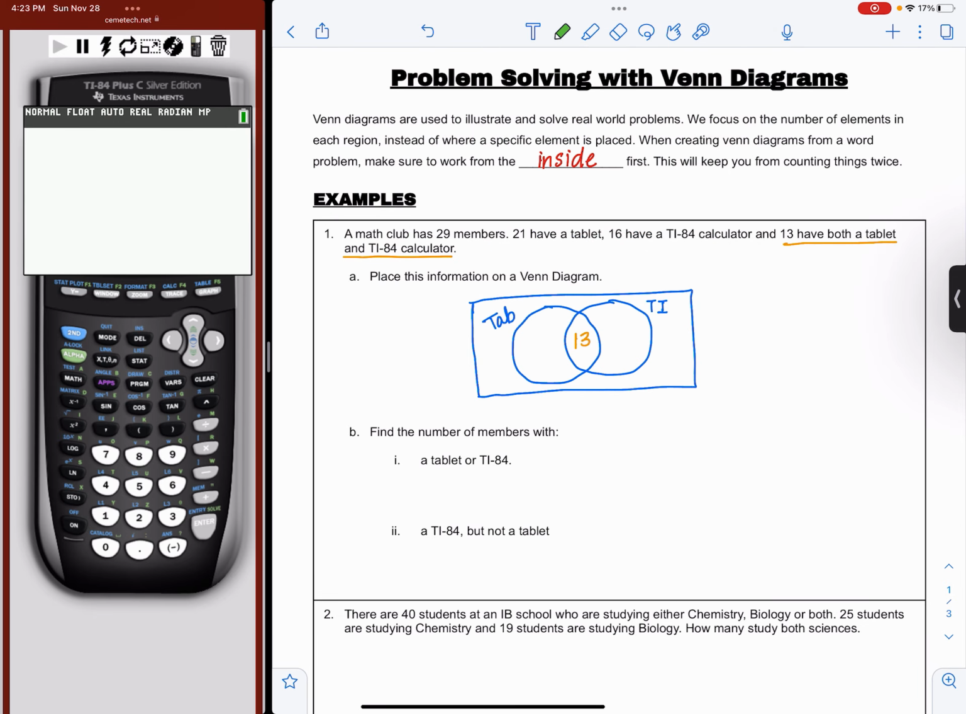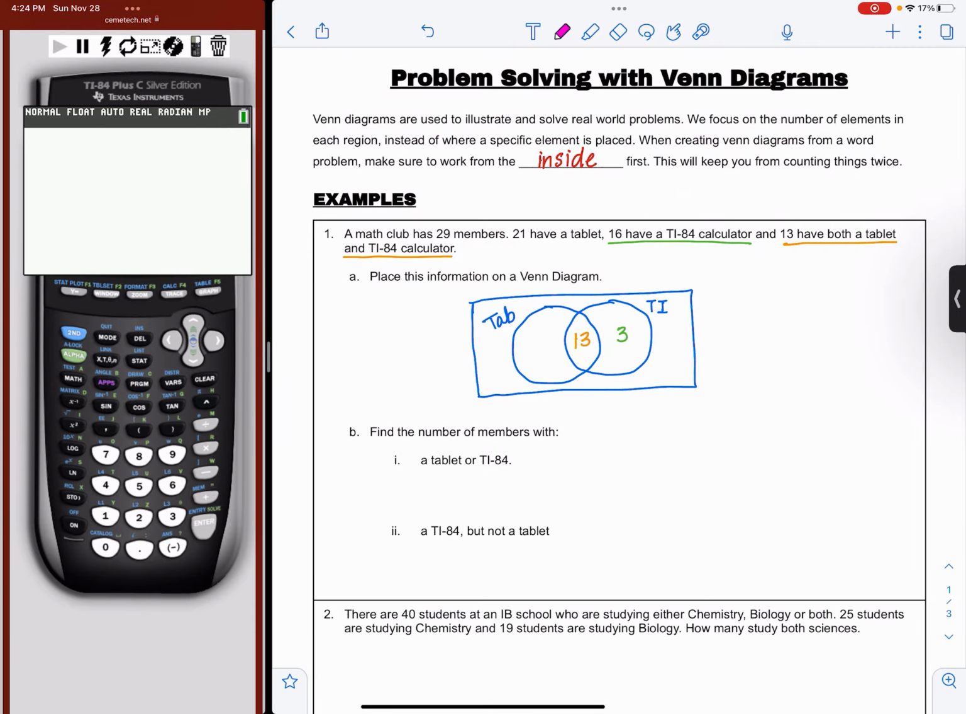Now, if we work backwards, it says 16 of them have a TI-84 calculator. So the 13 people in the middle that have both a tablet and a TI-84, if I were to say, raise your hand if you have a TI-84 calculator, they will raise their hand. Even though they also have a tablet, they still have a TI-84. So if there are 16 people with a TI-84 total, then the 13 people would count, and then I would need an additional 3 people who only had TI-84s to make my 16.